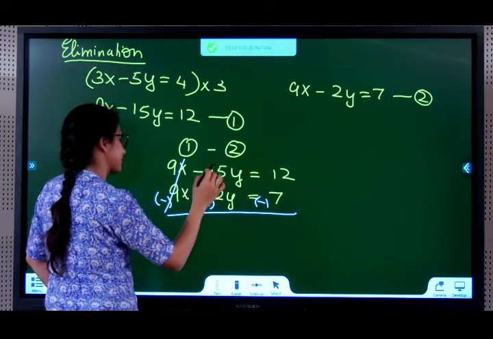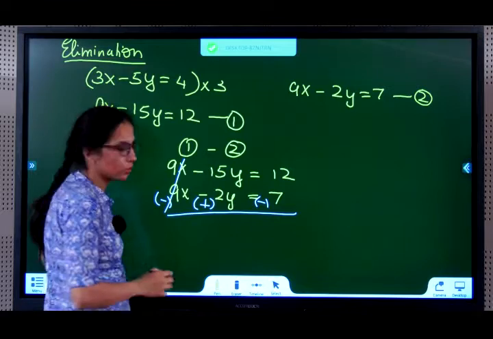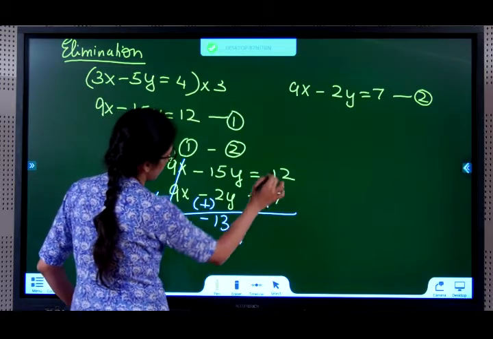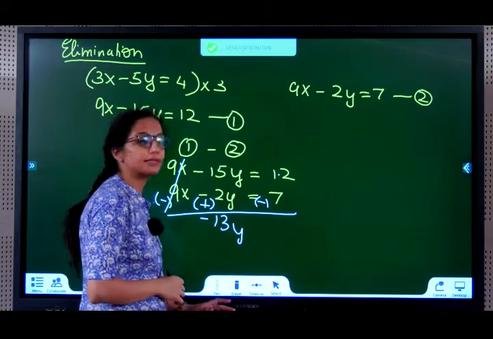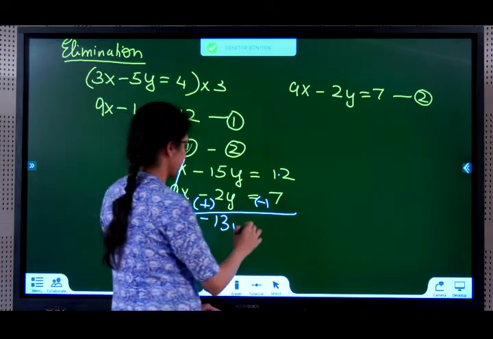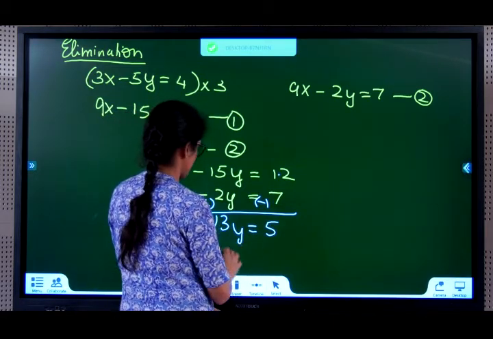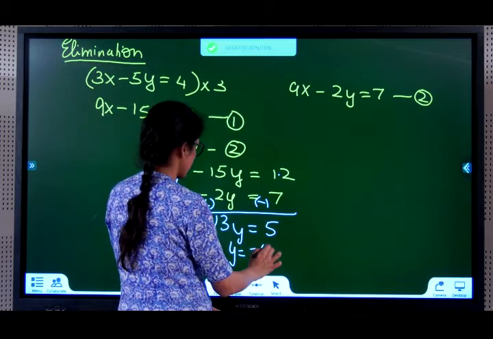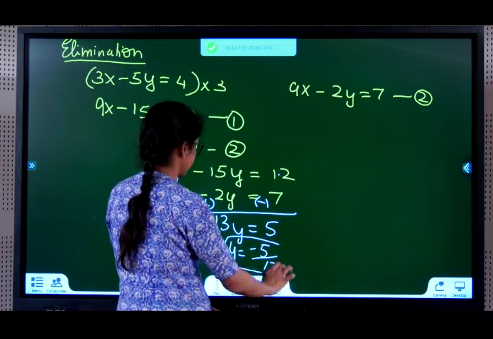9x minus 9x cancels, minus 15 plus 2 minus 13y. 12 minus 7. 12 minus 7 is 5. So y is equal to minus 5 by 13.